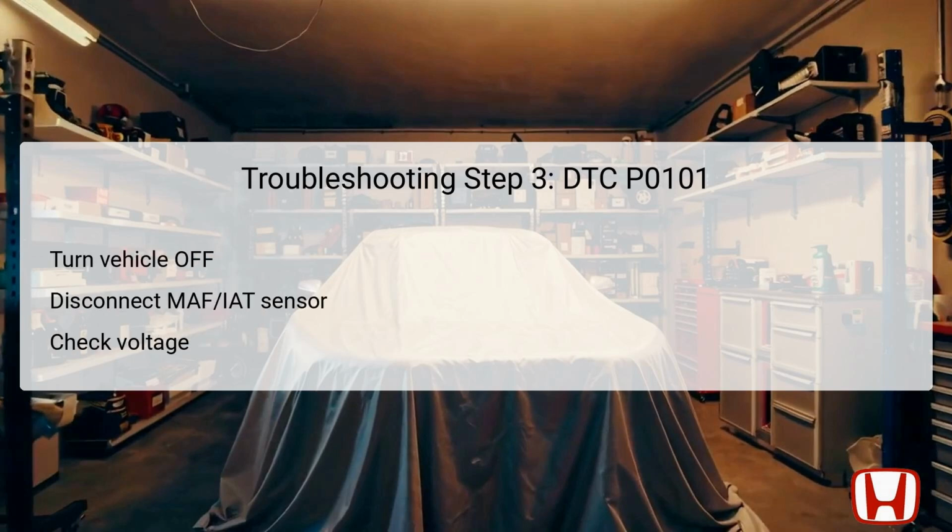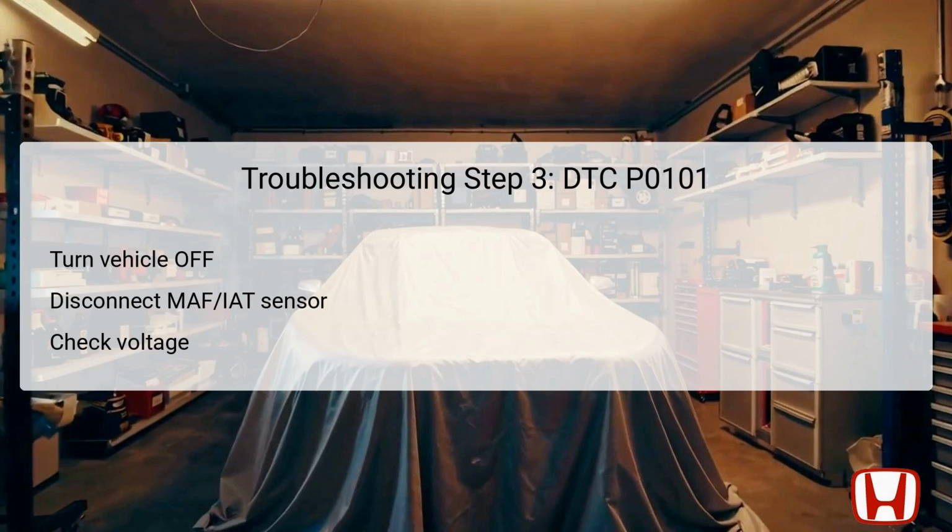The third step involves ensuring the vehicle is turned off before proceeding. Disconnect the MAF sensor/IAT sensor 5P connector from its harness. This disconnection is vital as it allows for accurate measurements without interference from other systems. Afterward, turn the vehicle to the on mode to measure the voltage between test points defined in the diagnostic guide.